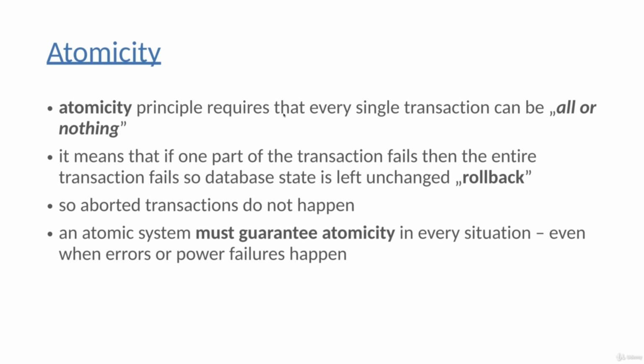The atomicity principle requires that every single transaction be all or nothing, which means that if one part of the transaction fails, then the entire transaction fails, so the database state is left unchanged. This is the so-called rollback operation. So aborted transactions do not happen. An atomic system must guarantee atomicity in every situation, even when errors or power failures happen. So this is the first principle.